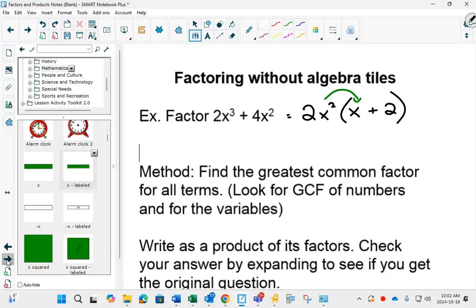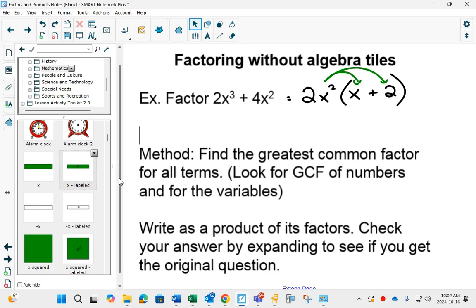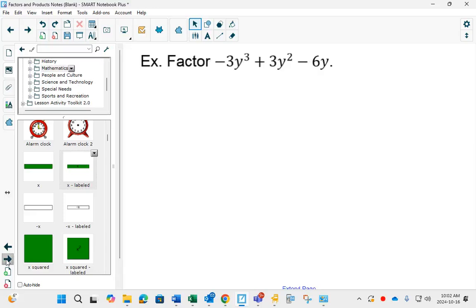Sometimes people are like, oh, I should have picked a bigger one, and they just sort of scribble it out and start over again. That works out fine as well. And like I said, once you're done, you should always distribute or expand to see if you get the original question. If you have 3 terms, it's still the same idea, but now you're looking for something in common in all 3 of them.